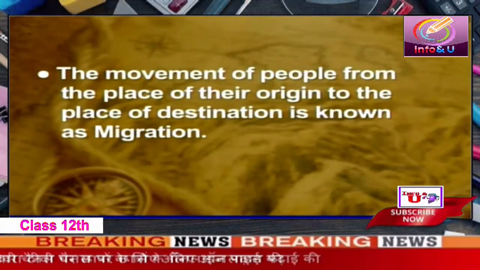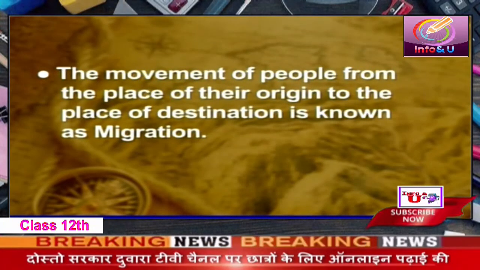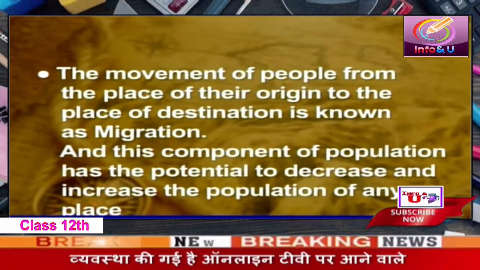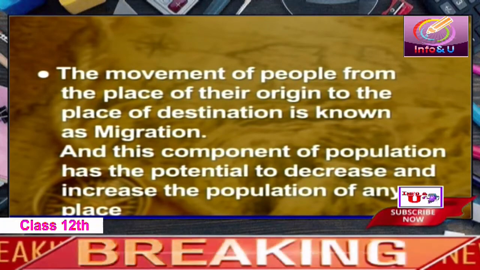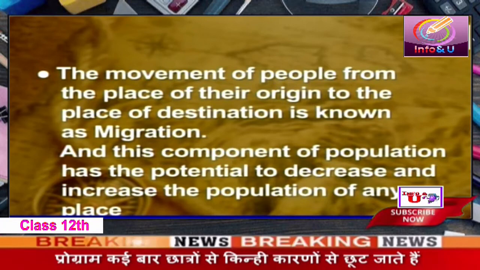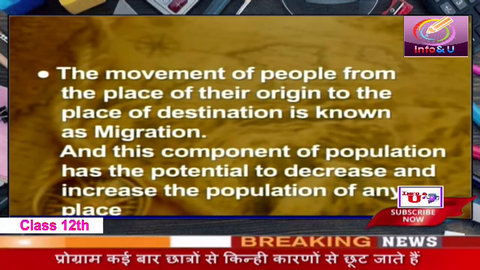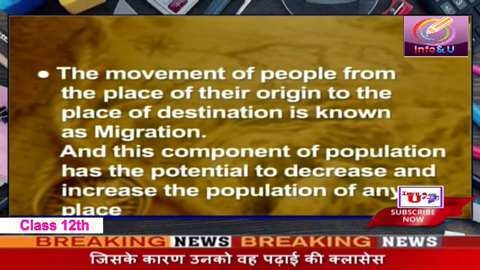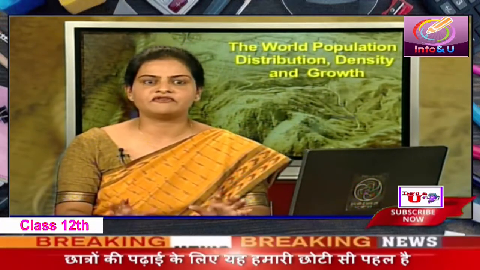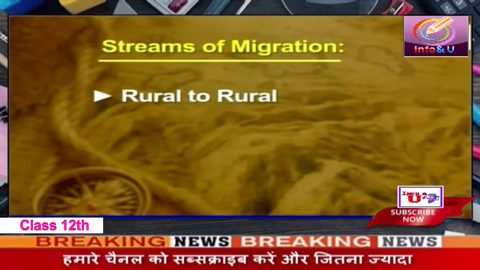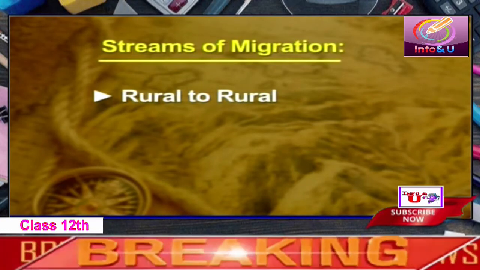The movement of people from the place of their origin to the place of destination is known as migration. This component of population has the potential to decrease and increase the population of any place. However, people migrate permanently or temporarily. The streams of migration are varied. So let's see the streams of migration all over the world.